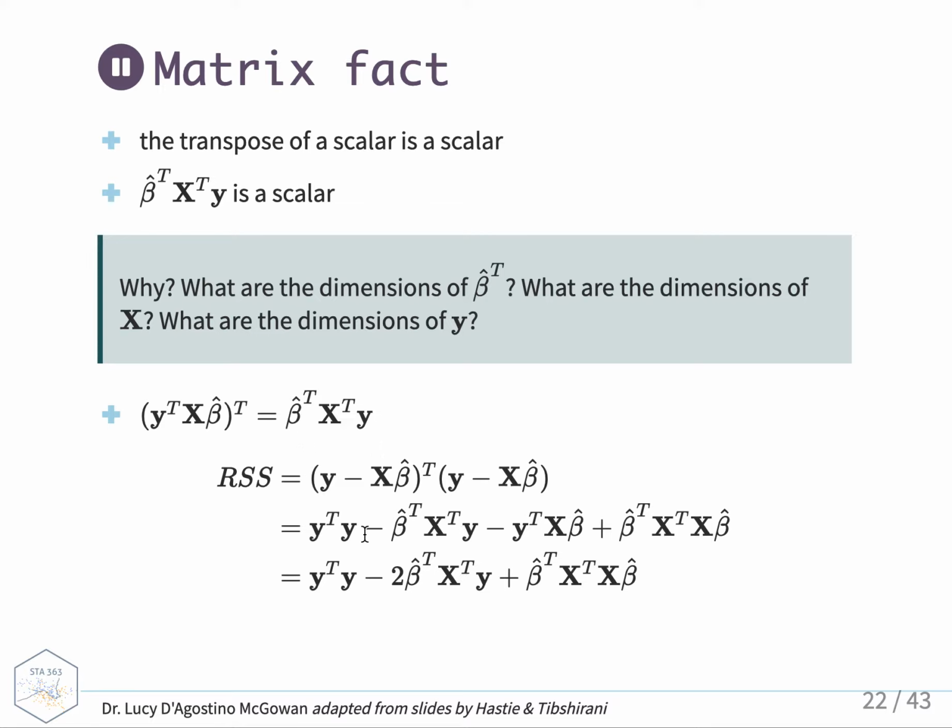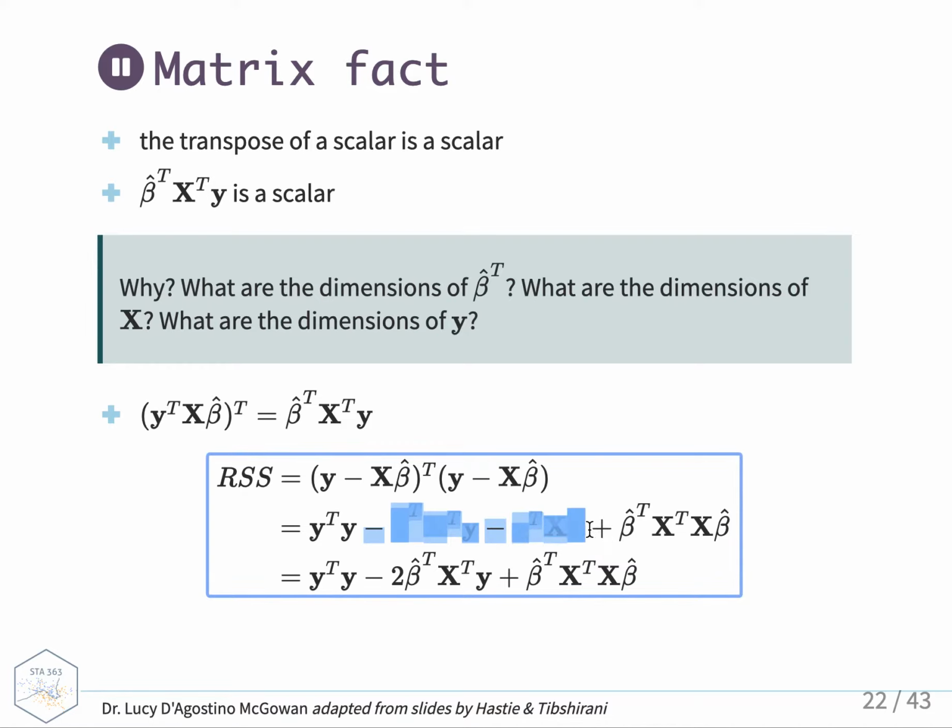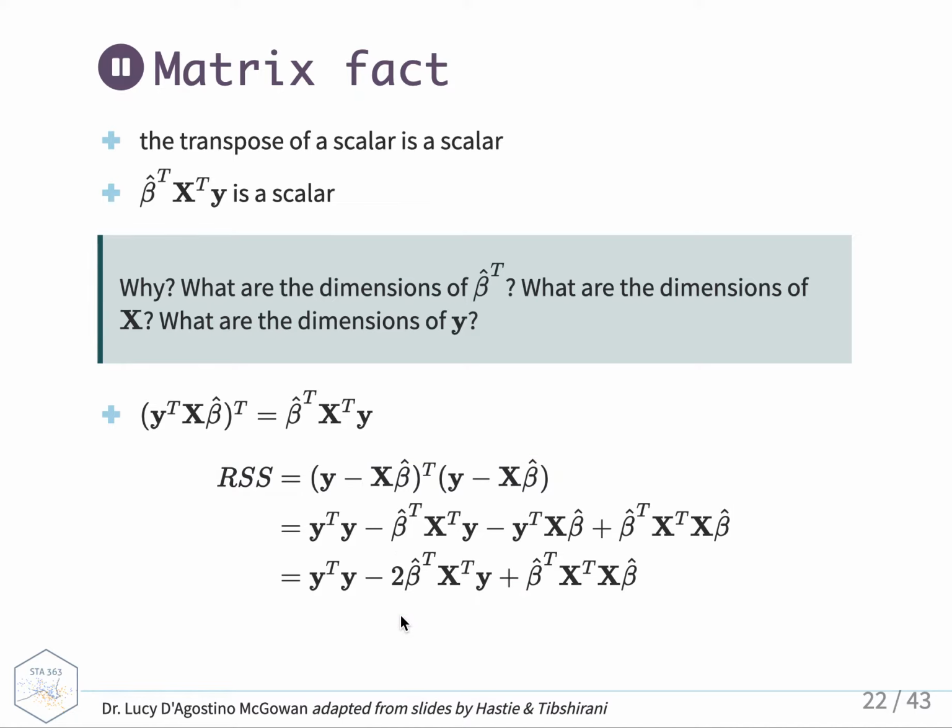So why does that matter? Well, because that means we can combine these terms on the inside. So these two terms, beta transpose x transpose y and y transpose x beta, can be combined into one single term, 2 times beta transpose x transpose y, because each of these terms are scalars and they're the same scalar, because if you take a transpose of a scalar, it's still a scalar. And so we can just multiply those by 2. So that helps us further simplify this equation.